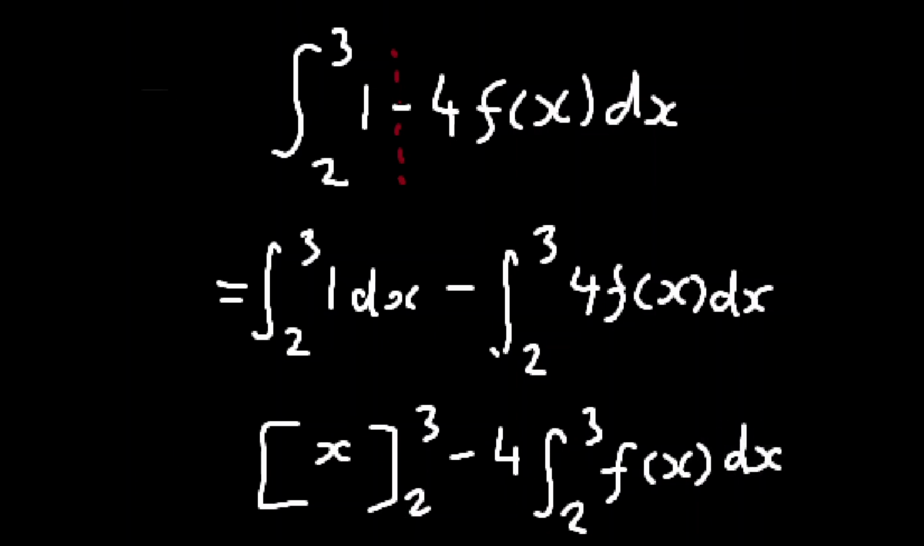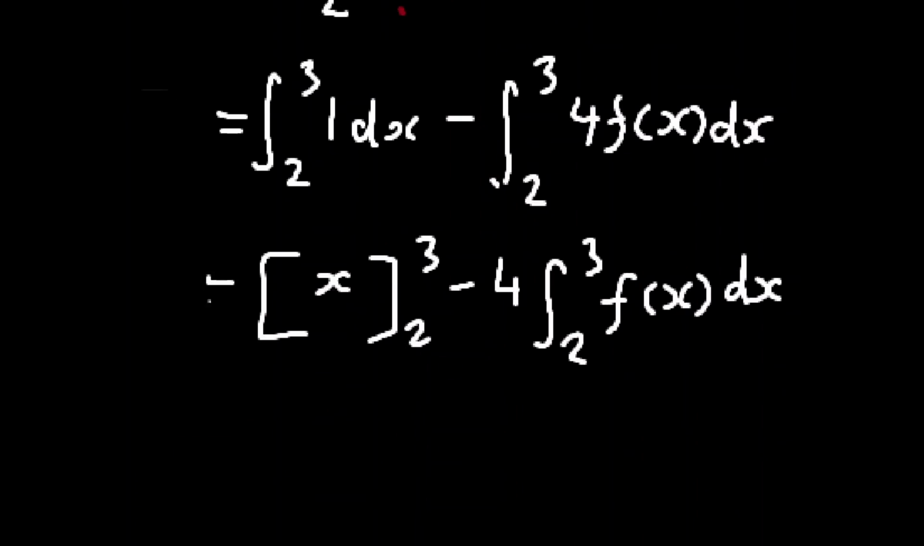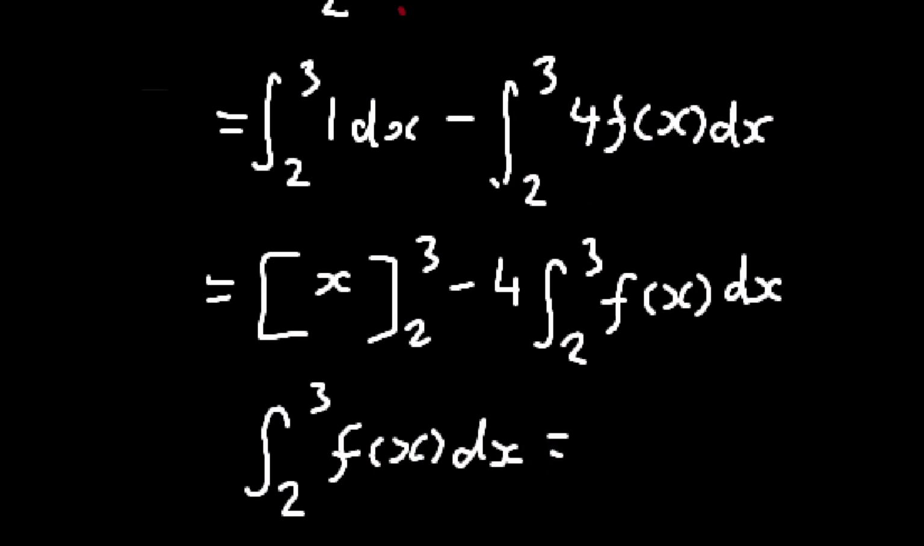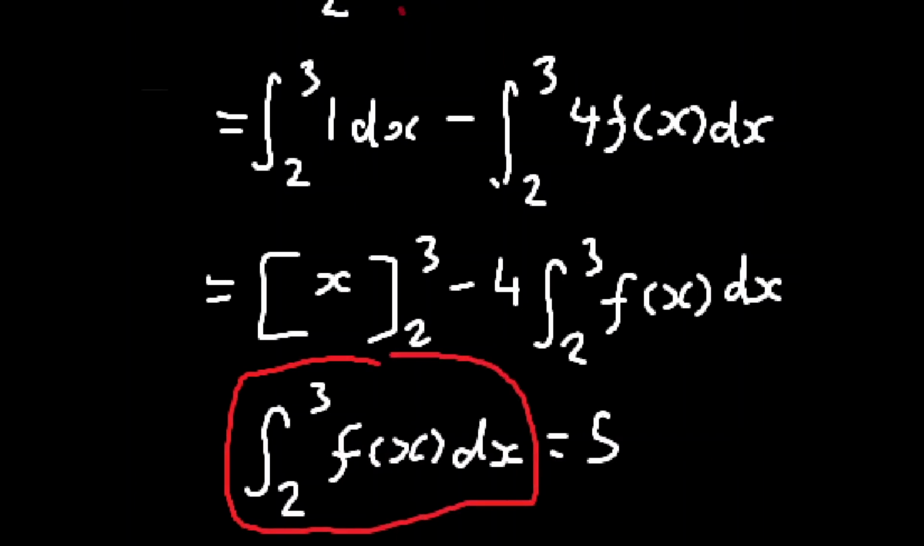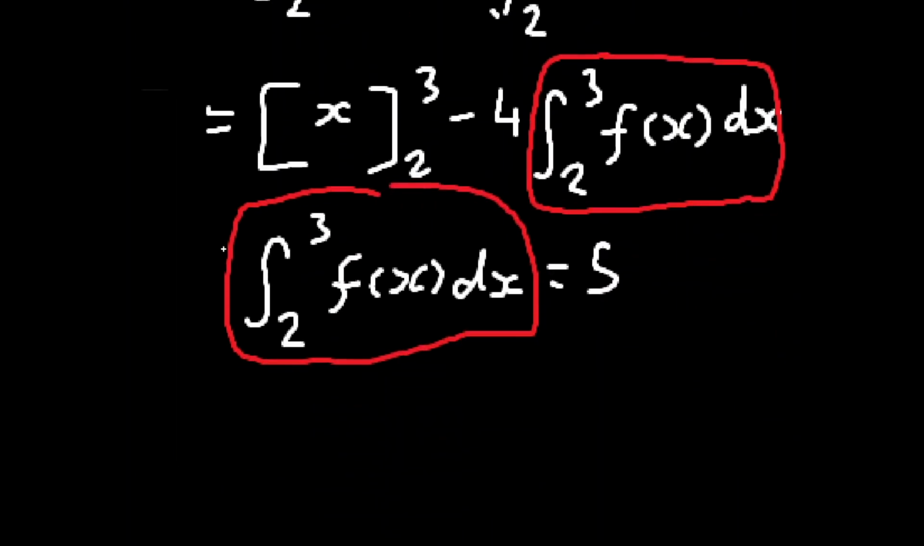Okay, and what we can now say is that we're given part of another equation, this integral from 2 to 3 of f(x), right? We're given that this is equal to 5. So hopefully you can see that this here and this here is an exact match. So we can substitute that in, and when we do that, we get minus 4 times 5.